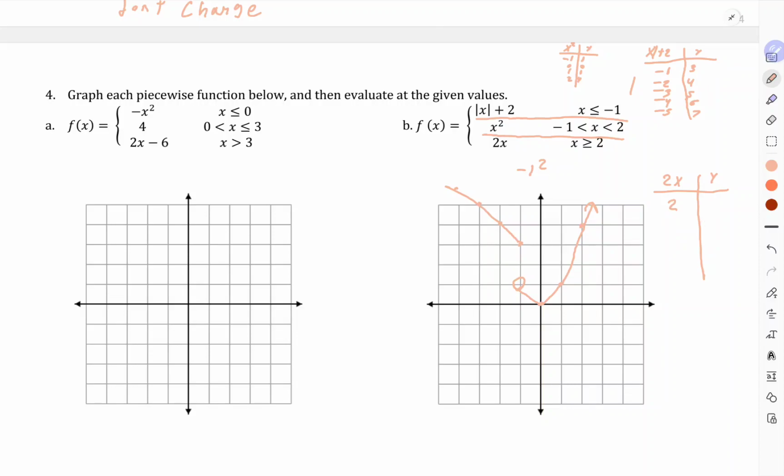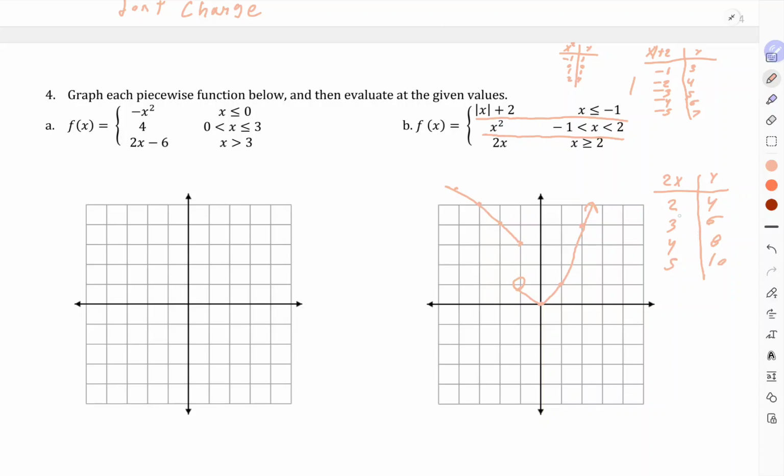Sorry, I'm back with this one. I kind of misled you guys. It's everything greater than 2. Everything greater than 2 does not mean negatives. So 2, 3, 4, 5. You plug in 2, you get 4. When you plug in 3, you get 6. When you plug in 4, you get 8. When you plug in 5, you get 10.